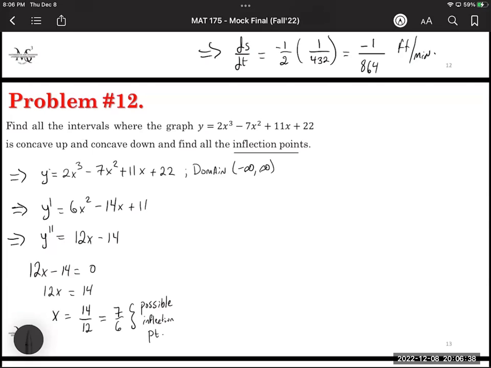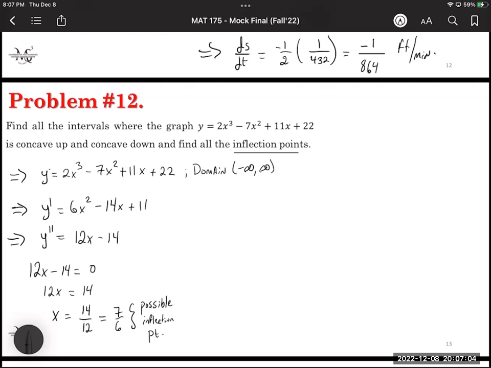The reason I'm saying it's a possible inflection point is that as long as the concavity is changing to the left and to the right of this value, then it's going to be an inflection point. But if the concavity never changes, like if on both sides it's concave down, or both sides are concave up, then unfortunately this will not be an inflection point.